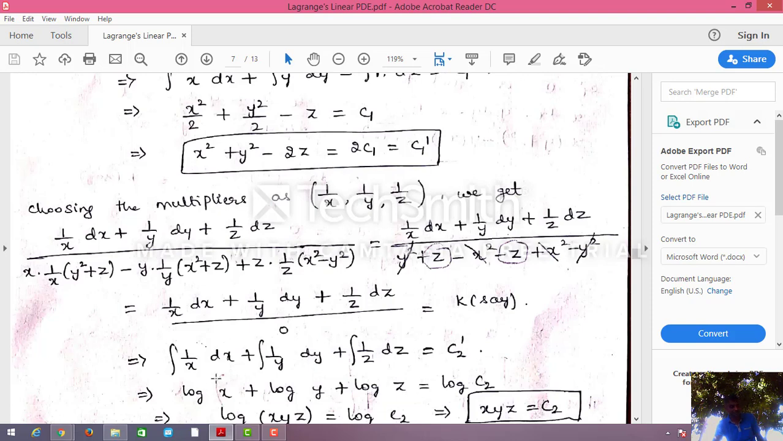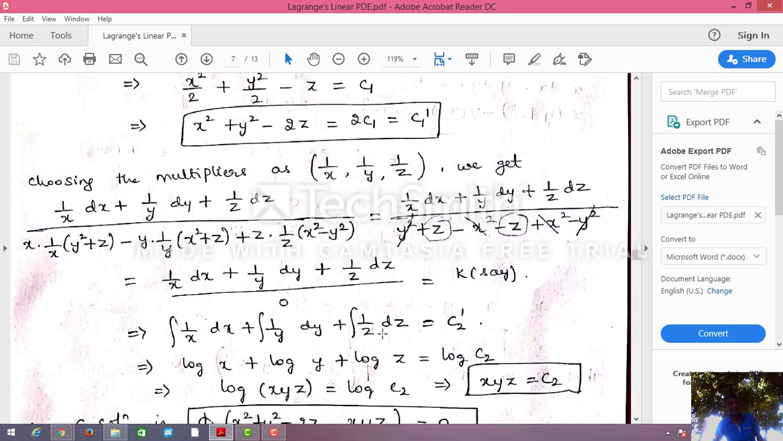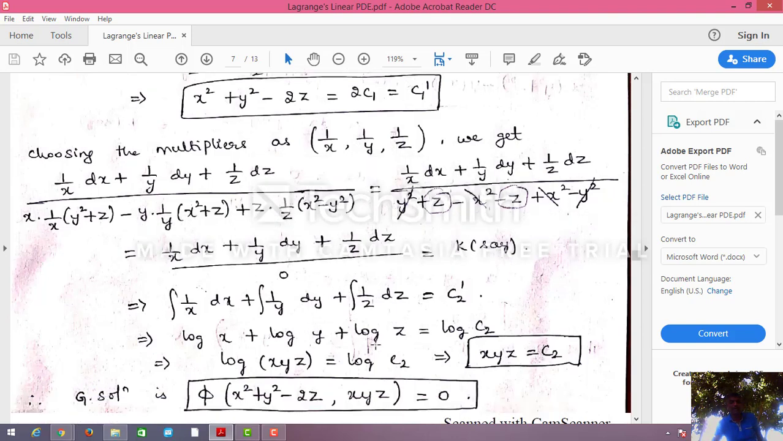So the integral of 1 by x dx plus the integral of 1 by y dy plus the integral of 1 by z dz equals c2 dash. The integral of 1 by x is log x, the integral of 1 by y is log y, and the integral of 1 by z is log z. This also I am writing as log c2. We know that log m plus log n plus log p is log of mnp, like that you will write.